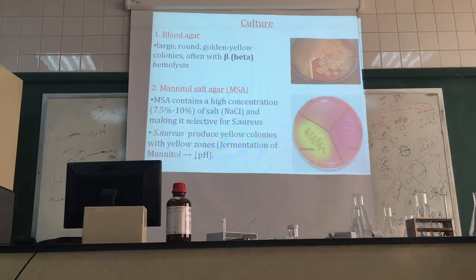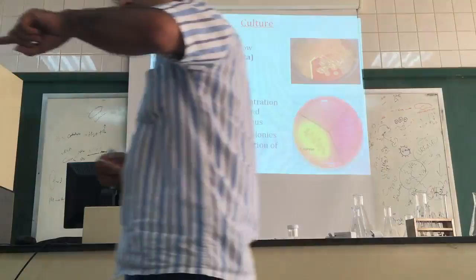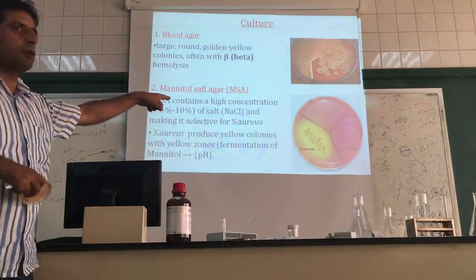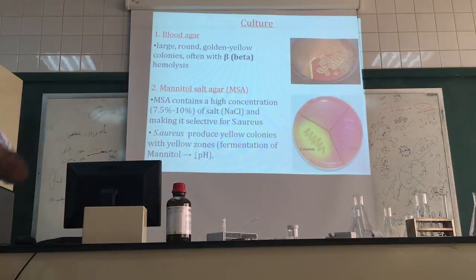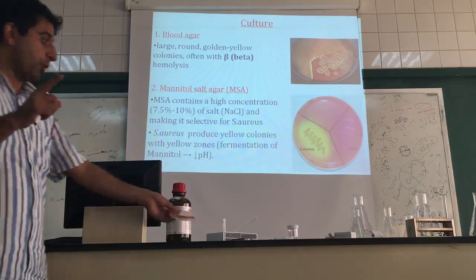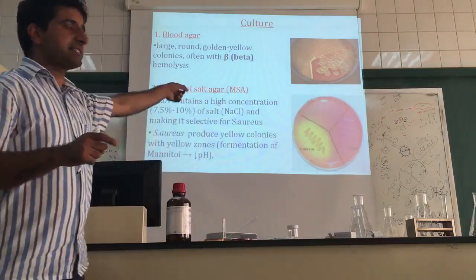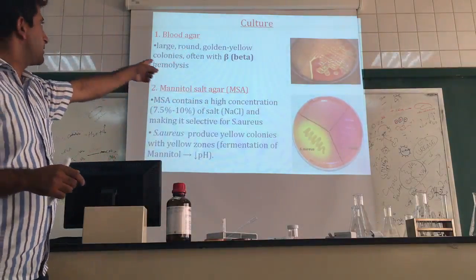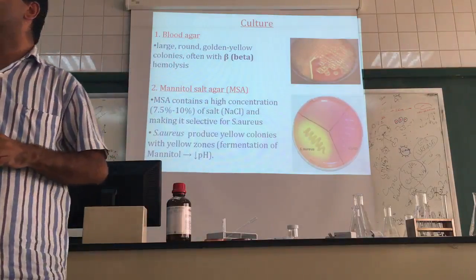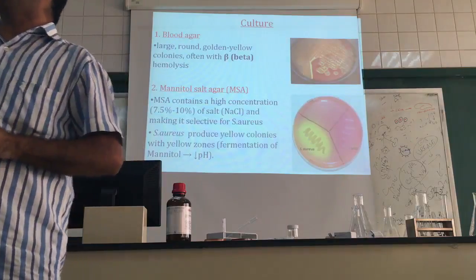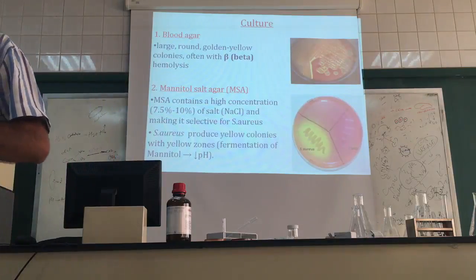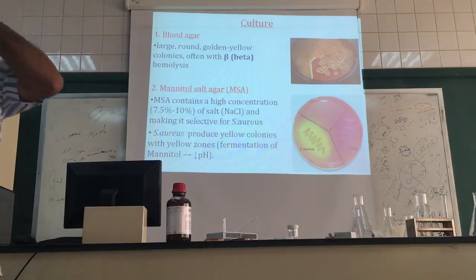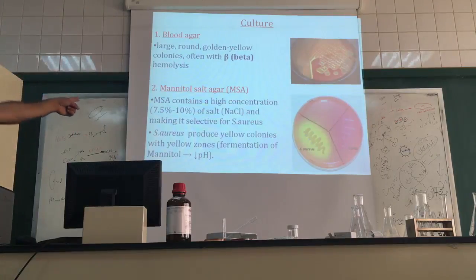On blood agar, colonies are yellow due to pigmentation. On mannitol salt agar, the colonies are yellow due to fermentation of mannitol. pH is decreased. And second, why is it called mannitol salt? It contains 7.5% salt. Usually most of the microbes die at 7% salt concentration, but Staph aureus grows in it.